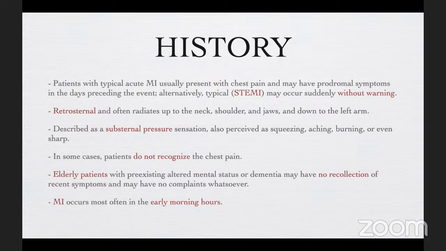MI most often happens in early morning hours, and the mechanism behind this is the circadian variation, including the morning increase in sympathetic tone, leading to increase in blood pressure, heart rate, coronary vascular tone, and myocardial contractility, and the morning increase in blood viscosity, coagulability, and platelet aggregability.